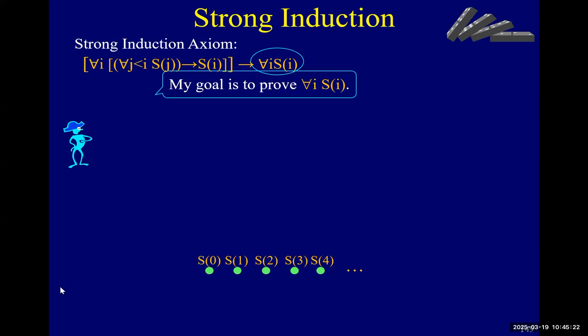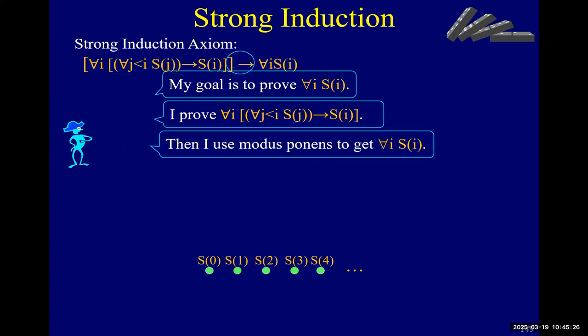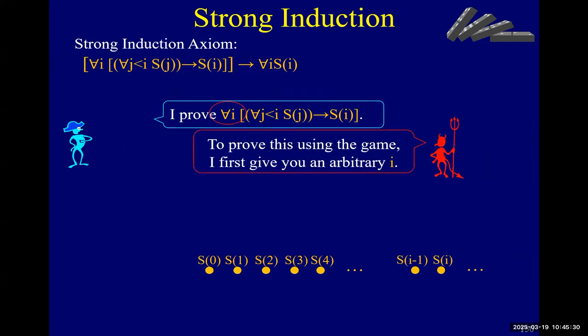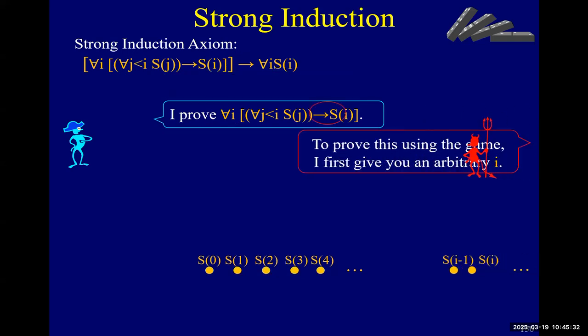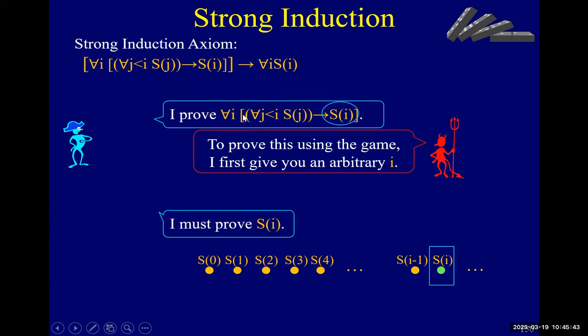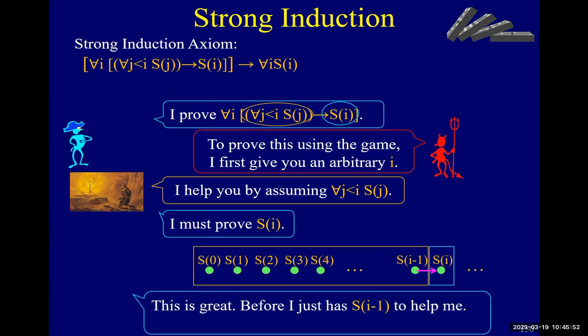All right, so where are we? Let's see, gotta get this to work again. All right, so we prove that, and then she proves it's true for all of them, right? All right, so how do we prove this? Well, it's a for all statement. So the adversary gives me an arbitrary I, right? And I have to prove S of I. But what do I have to help me?